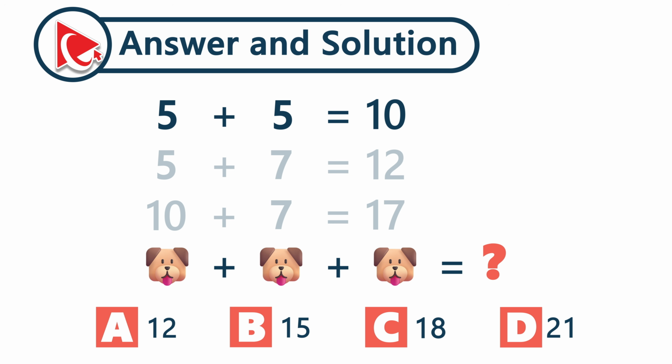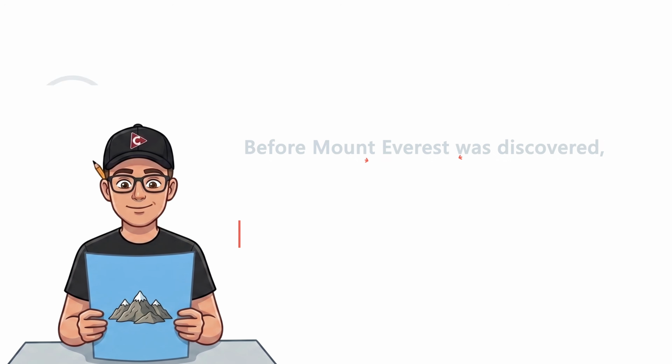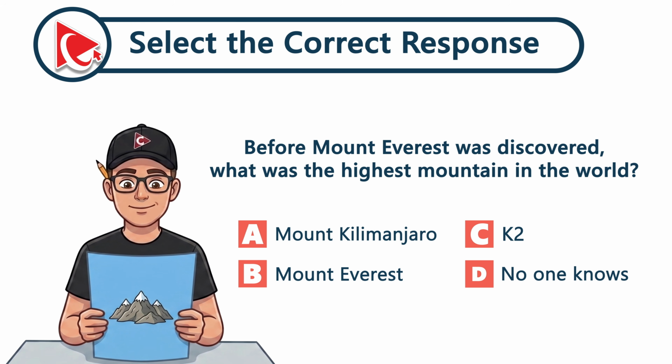And now it's time to calculate the final line. 5 plus 5 plus 5 equals 15, and the correct answer here is choice B, 15. I really enjoy these questions because it proves that sometimes the hardest part is not the math, but reading carefully.